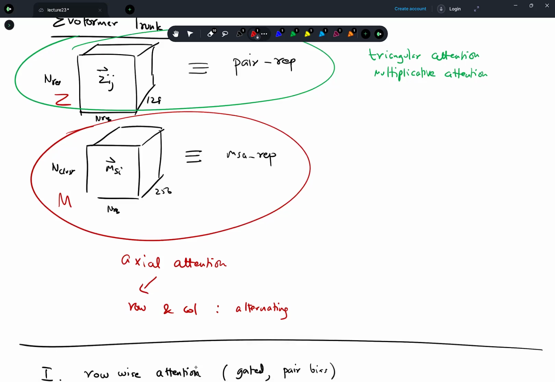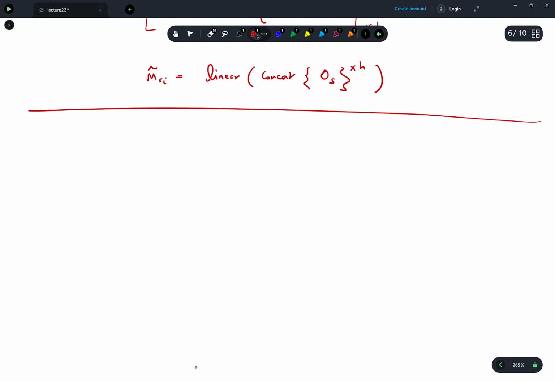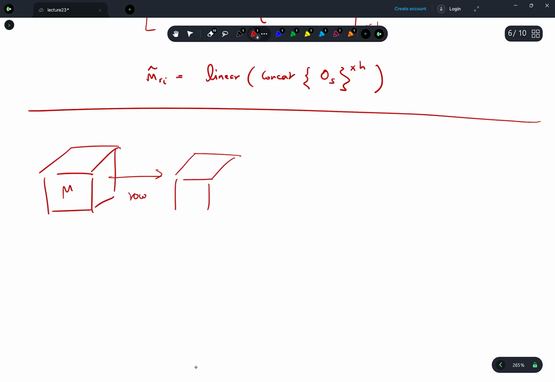Just to recap, here's your input M. I do row-wise attention and I get a new M. Then I do column attention and I get a new M. That's all we have done so far: two blocks, row attention and column attention. The dimensions are exactly the same, so this is the updated M, still n_seq by n_res by 256. That's what the picture looks like after the row and column attention. Together they make up the axial attention.